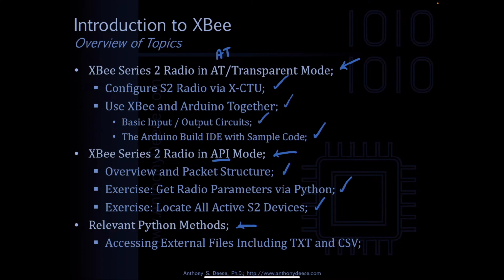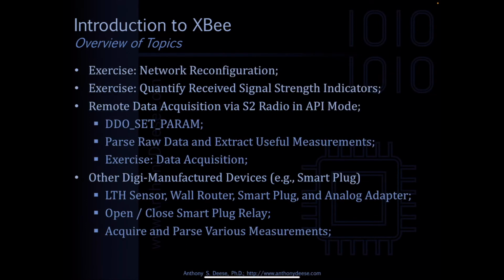And so this section here is a little bit disjoint from the others, but it's very useful because it's providing some Python tips and talking about some useful Python methods and commands that I at least found to be helpful. We are going to access an external file in Python, and that's going to include both txt and comma-separated value files. There's a couple of exercises after that, network reconfiguration and quantifying received signal strength indicators.